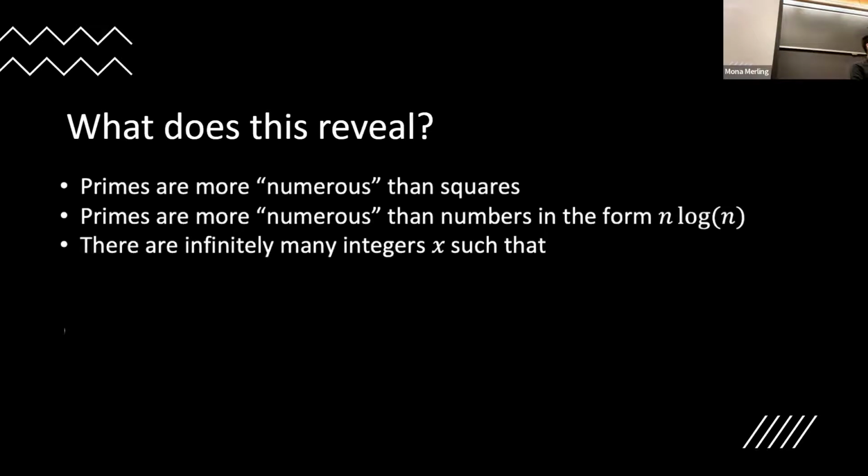What does this really tell us? Well, we also know that the sum of reciprocal squares actually converges. The sum of 1 over n squared from calculus converges. Because of that, primes in essence are more numerous or less sparse than perfect squares. You could also say the same thing with any series whose reciprocal sum converges, such as n times log n. And so from the second bullet, we could also show that there are infinitely many integers x such that the number of primes less than or equal to x is greater than x over log squared x.